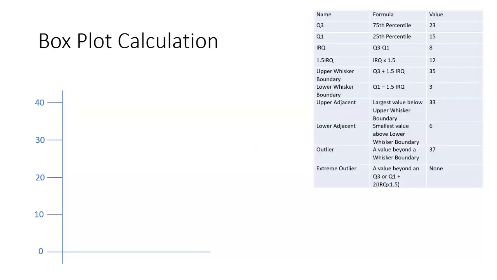We start making our box plot with a set of Cartesian coordinates. This one is set up with a 0 and a maximum of 40, as our largest value was 37. The 75th percentile, Q3 value we have is 23. We place a line across at 23. The 25th percentile, Q1 value we have is 15. We place a line across at 15.